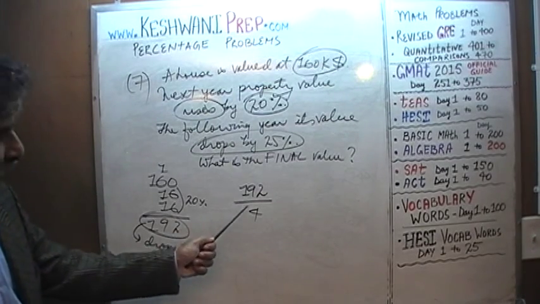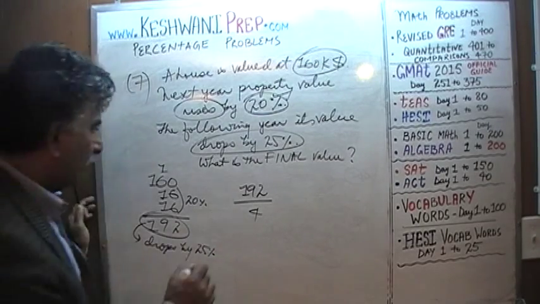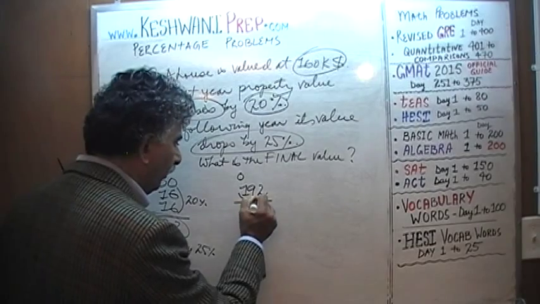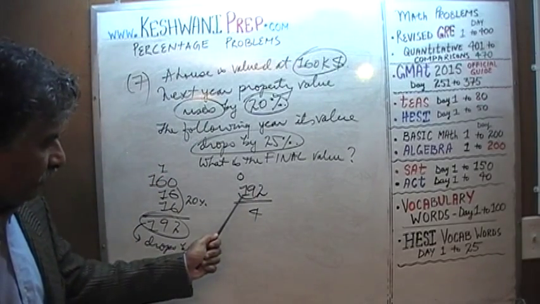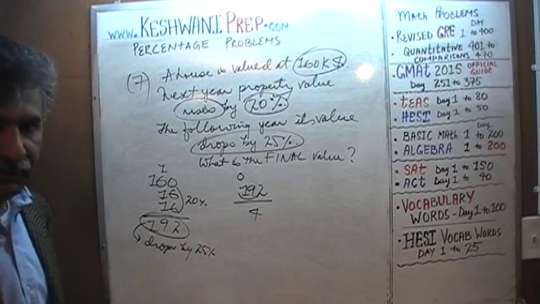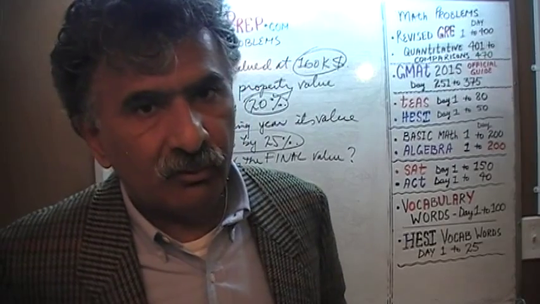Let's figure out what 192 divided by 4 is. How many 4s does 1 have? 1 has no 4s. That 1 goes and joins the 9 and becomes 19. How many 4s does 19 have? 19 has 4 4s. 4 4s are 16.